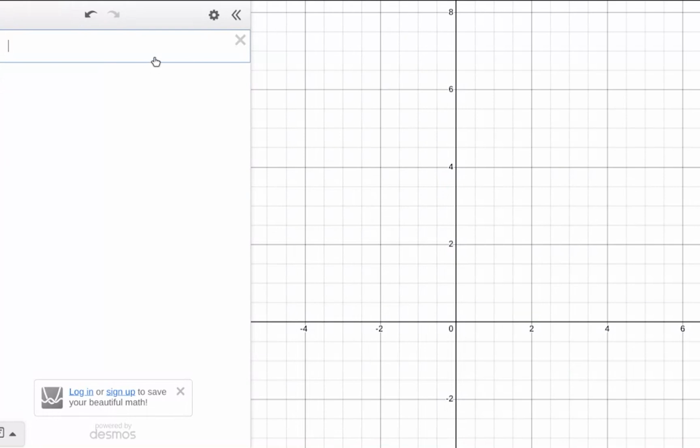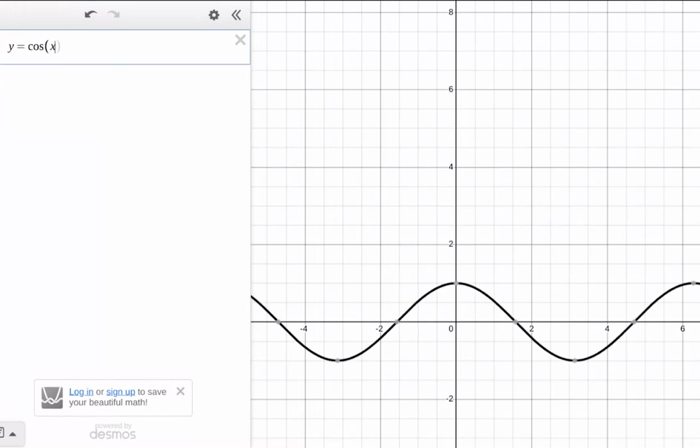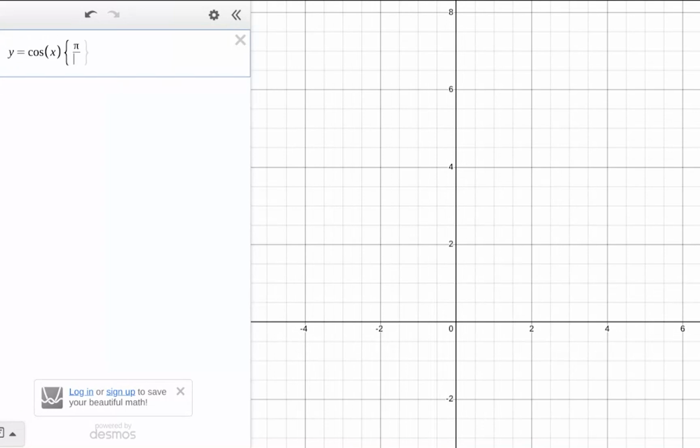So the function in question is y equals cosine x. So just go ahead and type that, y equals cosine x. And we're interested in the part of this graph between negative pi over 2 and pi over 2. So I'm going to put that in as a domain restriction, just so we see only what we're looking at.